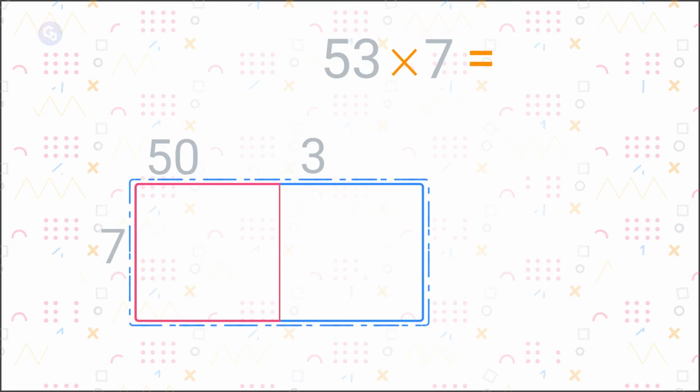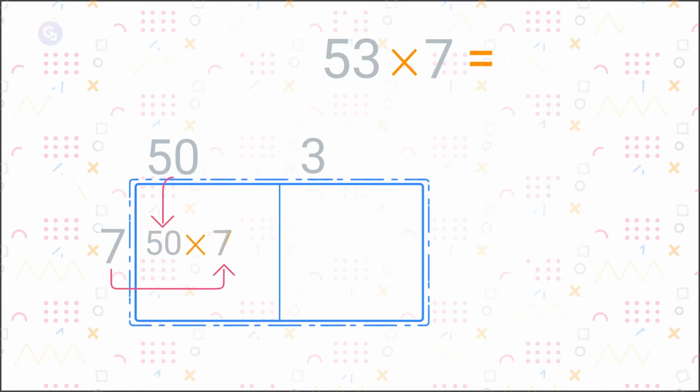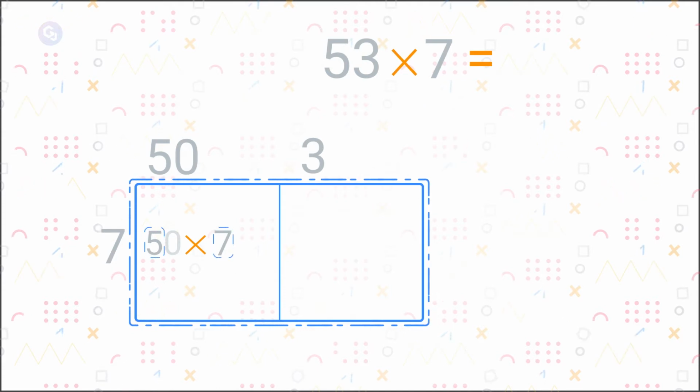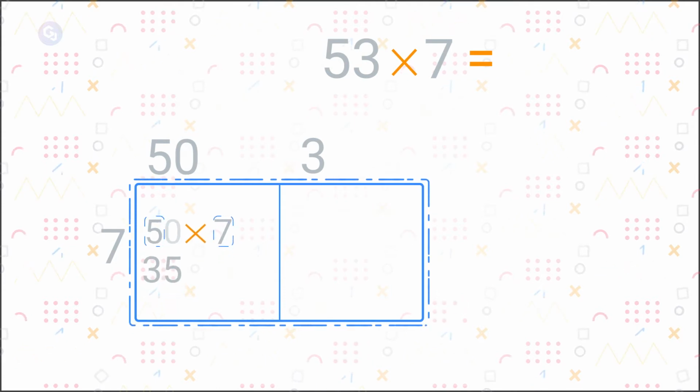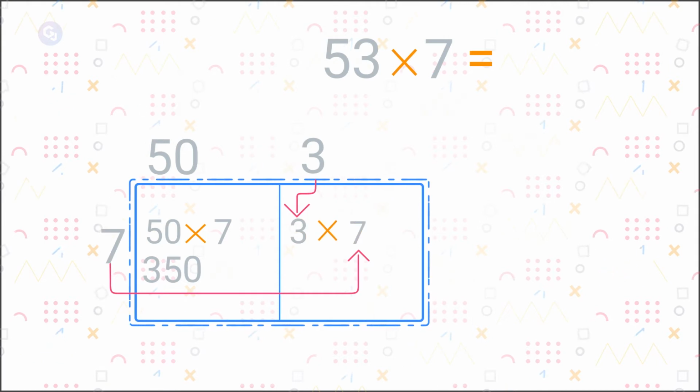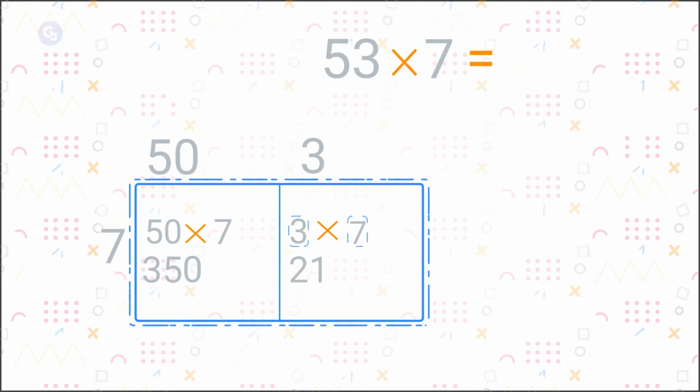In the first box, we were going to multiply 50 times 7. To solve this, you just ignore the 0 and multiply 5 times 7. That gives you 35. From there, you can just add the 0. 50 times 7 is 350. In the second box, we're multiplying 3 times 7. Well, 3 times 7 is 21.